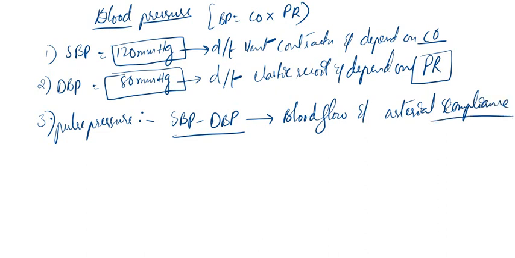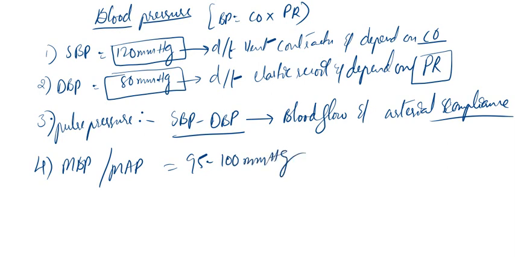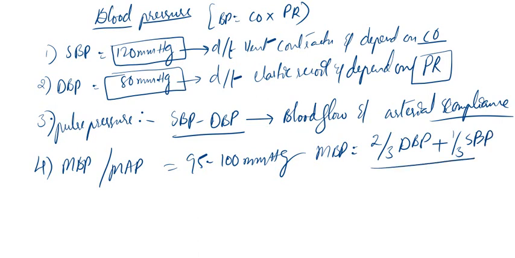Okay. Now what about mean blood pressure or mean arterial pressure? It is from 95 to 100 mmHg. Now the mean blood pressure is something like 2/3 of diastolic blood pressure plus 1/3 of systolic blood pressure. This gives the mean blood pressure.